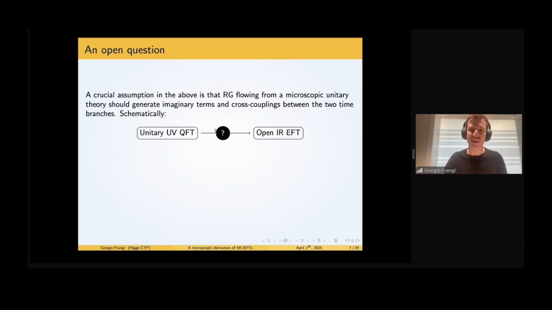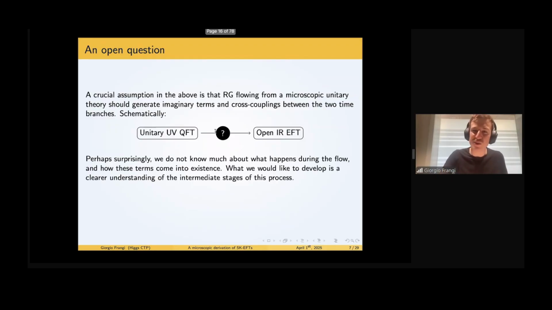However, something that should be stated precisely is that we don't really know much about the explicit nature of this flow that leads you from a UV QFT that is in general unitary to this open theory in the IR. And so we'd really want to know what's happening and what are the mechanisms that make all these terms come into existence. And this is the whole point of this talk.